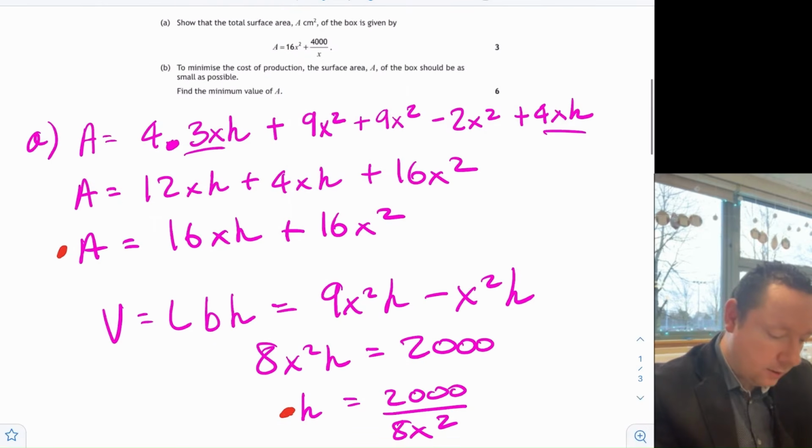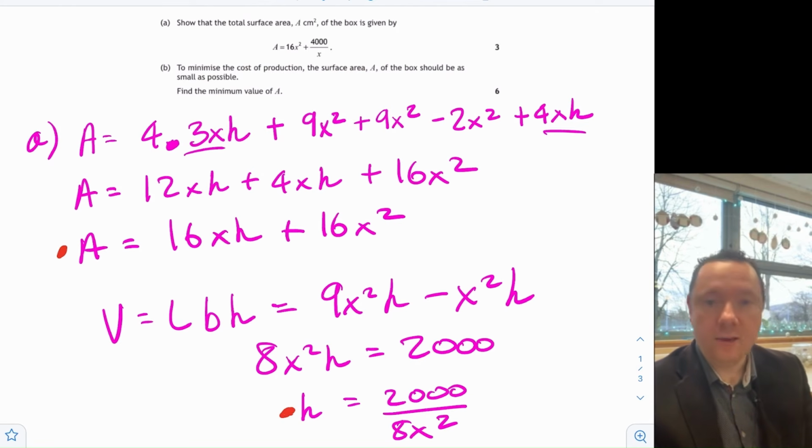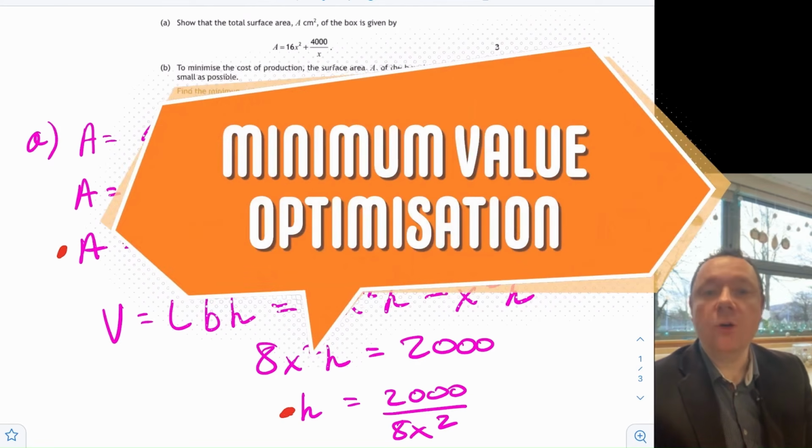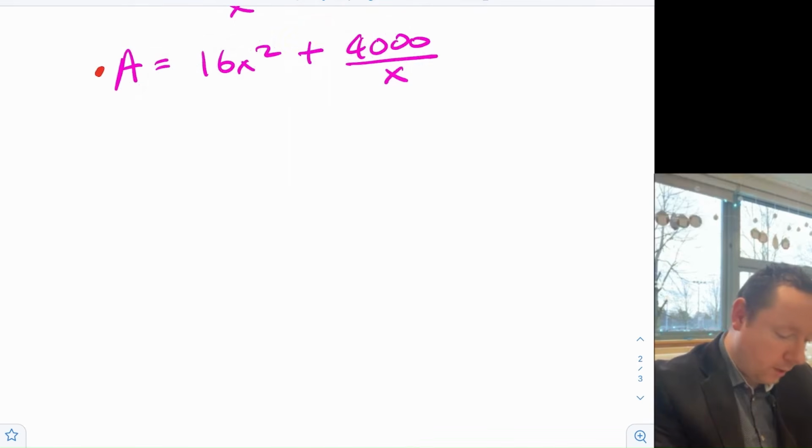Part B said, to minimize the cost of production, the surface area A of the box should be as small as possible. Find the minimum value of A. Minimum value, optimization. Let's jump straight in. So part B, I want to optimize the area.